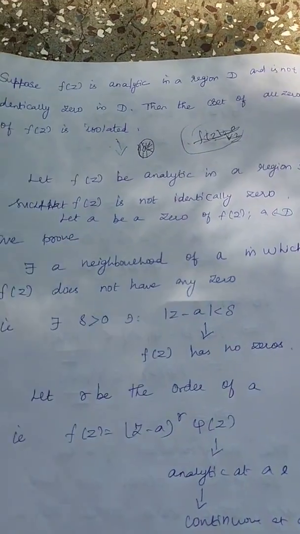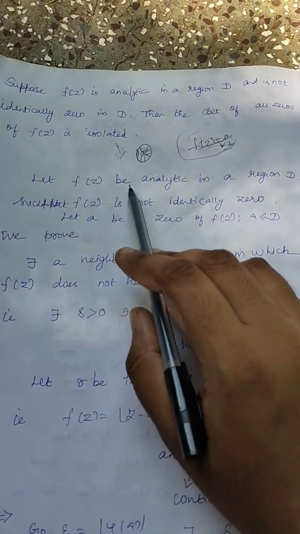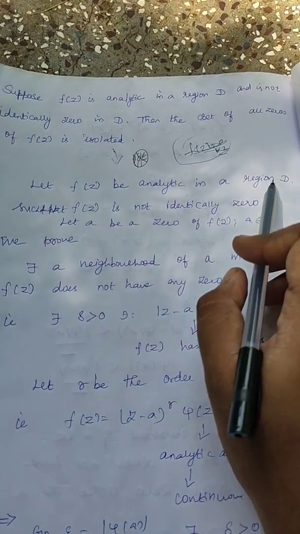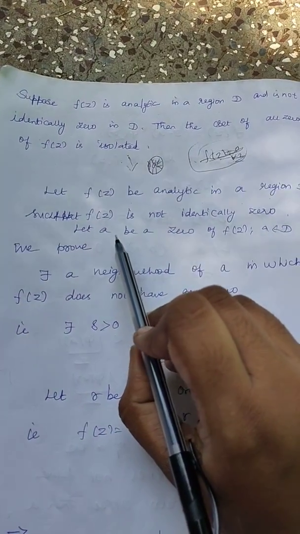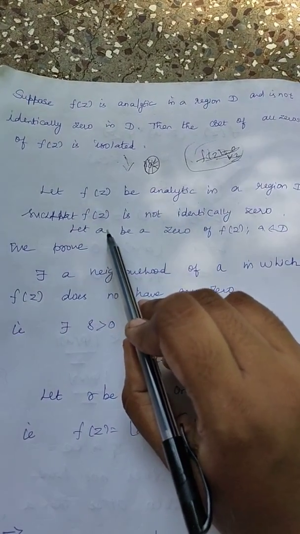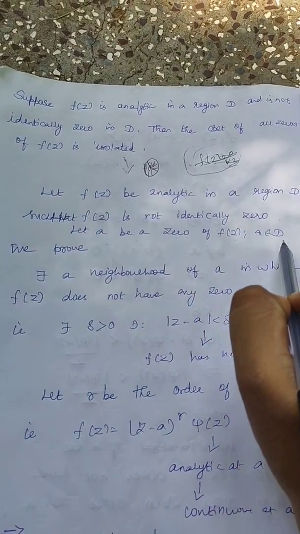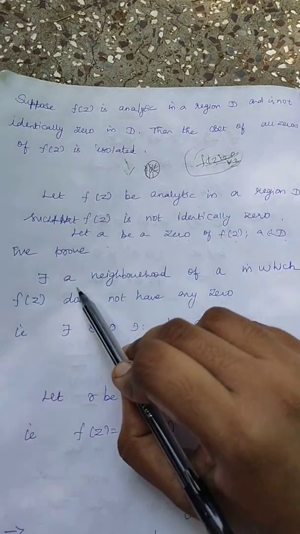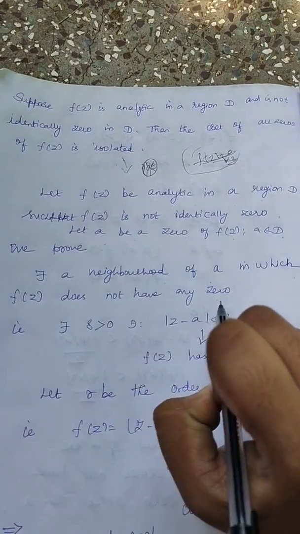சரியா? So here I have taken an analytic function. Let f of z be analytic in a region D such that f of z is not identically 0. And then I have taken a 0 to be a. Let a be a 0 of f of z where a belongs to D. So what do we have to prove? As already said, we have to prove there exists a neighborhood of a in which f of z does not have any 0.